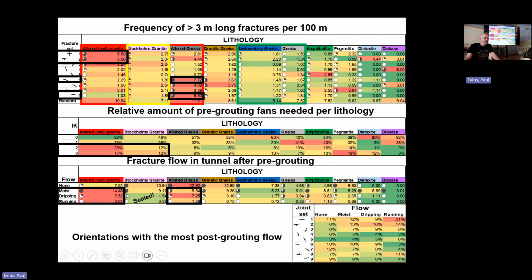If we look at these in more detail and break it up by joint set, so orientations again, the important thing to note here is that the shallow dipping, the subhorizontal and the shallow dipping structures, north and south, are the ones that are running. It's the running fractures you really worry about. They're the ones that are just raining in the tunnel and causing real problems, the running water.